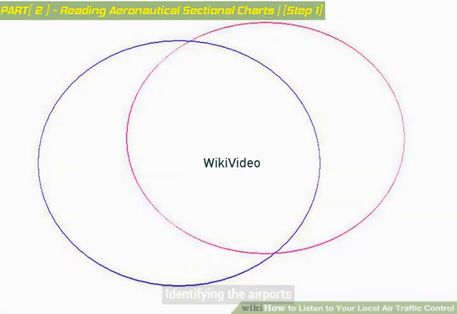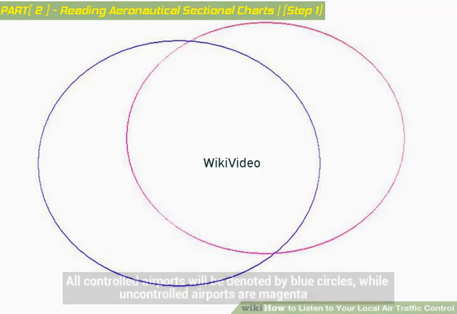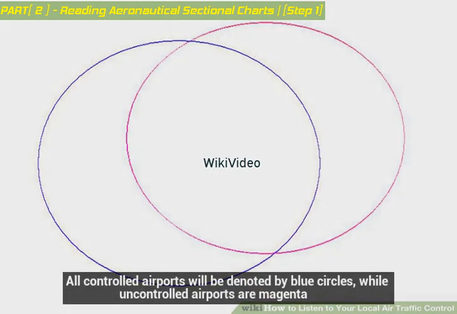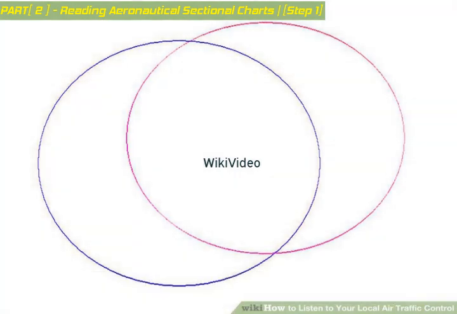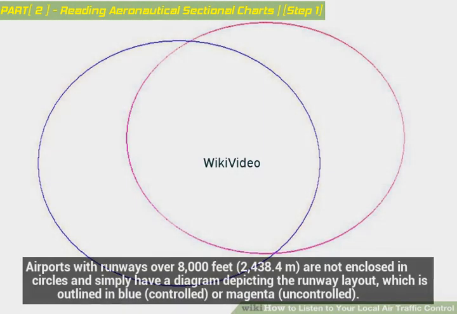Identifying the airports. All controlled airports will be denoted by blue circles, while uncontrolled airports are magenta. Airports with runways over 8,000 feet (2,438.4 meters) are not enclosed in circles and simply have a diagram depicting the runway layout, which is outlined in blue controlled or magenta uncontrolled.